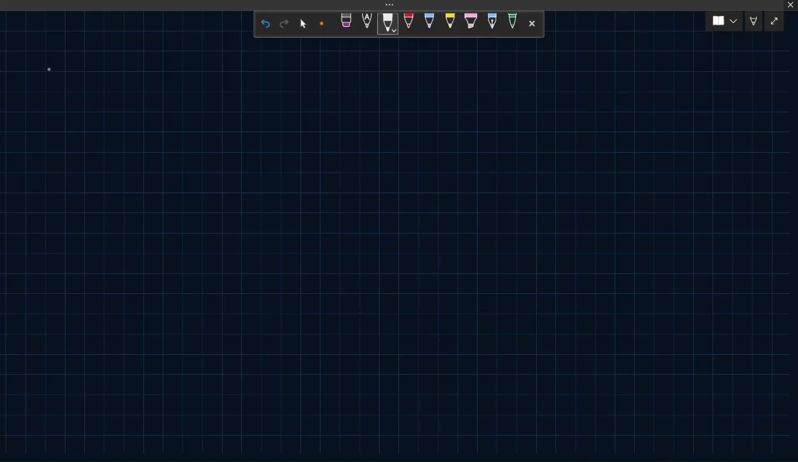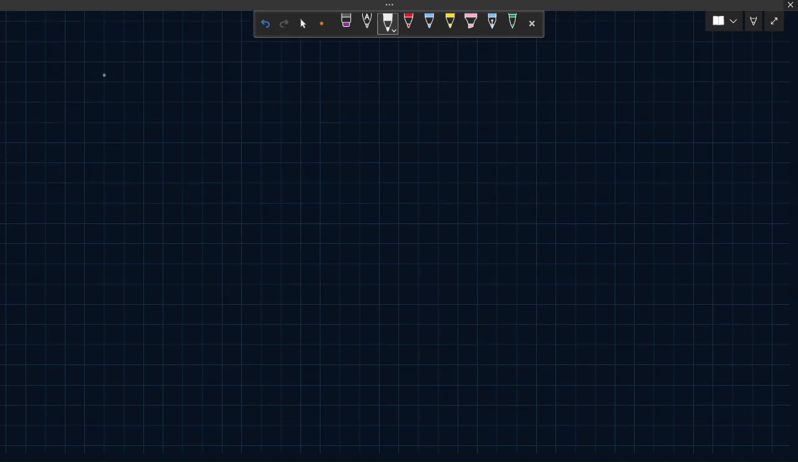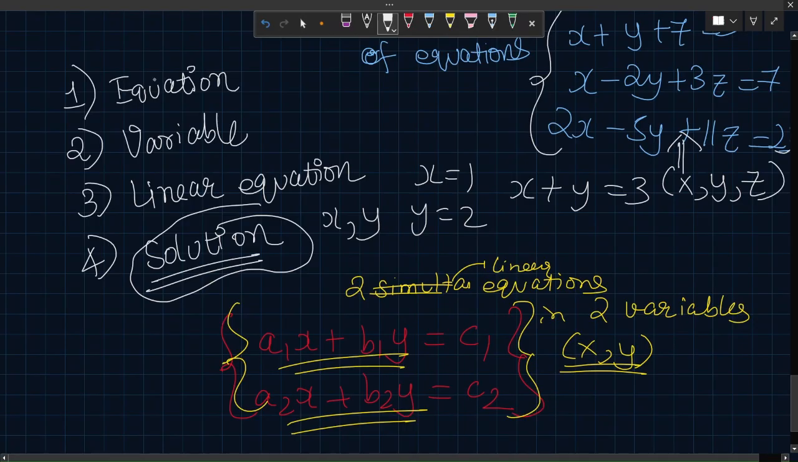Okay, so this is the continuation of the lecture on linear equations. Last time we left off studying what equations are. We talked about what an equation is, what a variable is, what a linear equation is, and what a solution to a set of equations is.